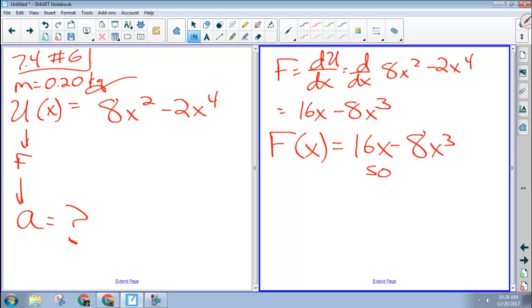So my force when x equals 1 meter would just be plug 1 in, right? Yep. Isn't that what it says when x is 1 meter? Yeah. So plug in 1 meter, 16 times 1 minus 8 times 1, so you get 8. It's force, so it's got to be newtons. Oh, and now I can find my acceleration, right?